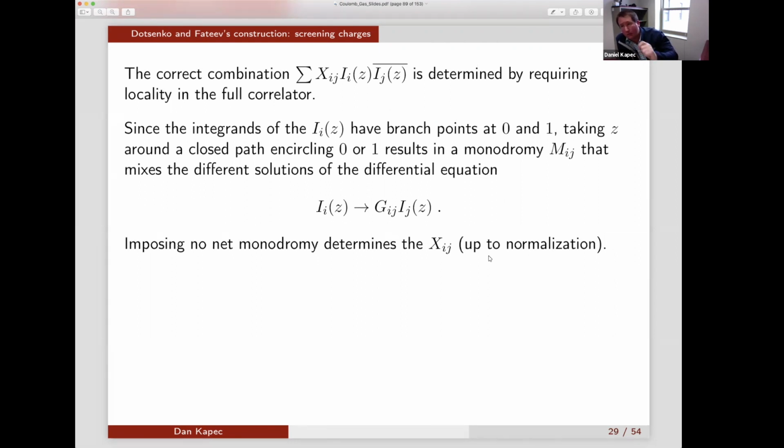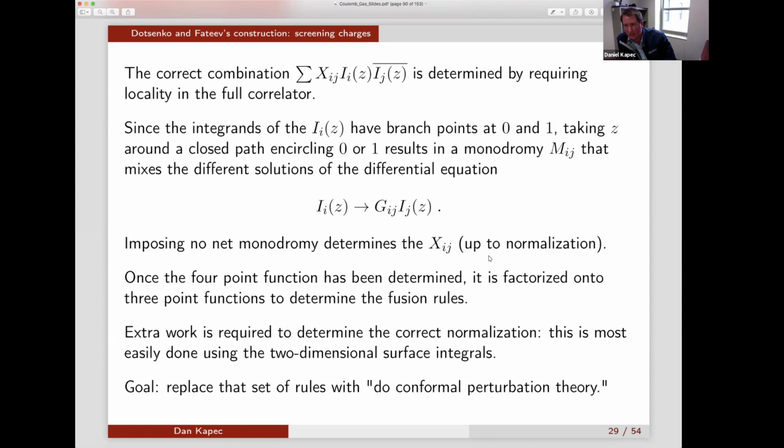It won't be diagonal around 1, but there's some other basis of functions you can choose which does have that property. And so if you manage to get the linear change of basis right, then you can just solve for these coefficients X up to normalization. The normalization is actually more involved to compute, and really the easiest way to do it, I think, is using two-dimensional surface integrals, which I'll discuss later.